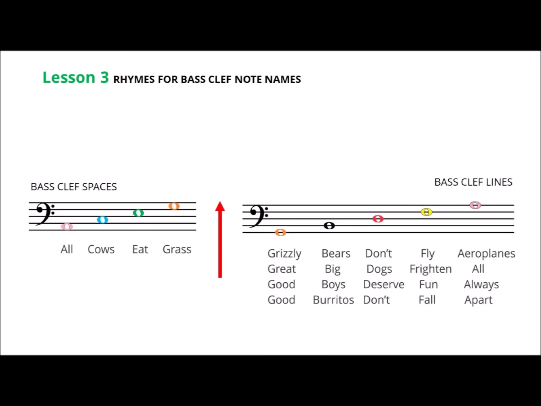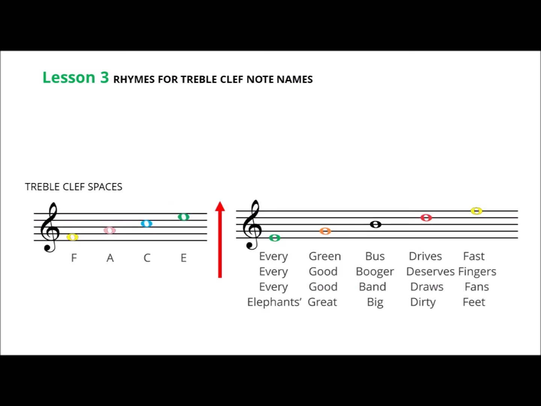Another way to read music notes is to use rhymes that have the note name as the first letter of each word. There are rhymes for the spaces which have 4 words to match the 4 spaces, or 5 words to match the 5 lines. Always read from the bottom up. Here are some suggestions for the bass clef. And here are some suggestions for the treble clef. These can be found in your cheat sheets.